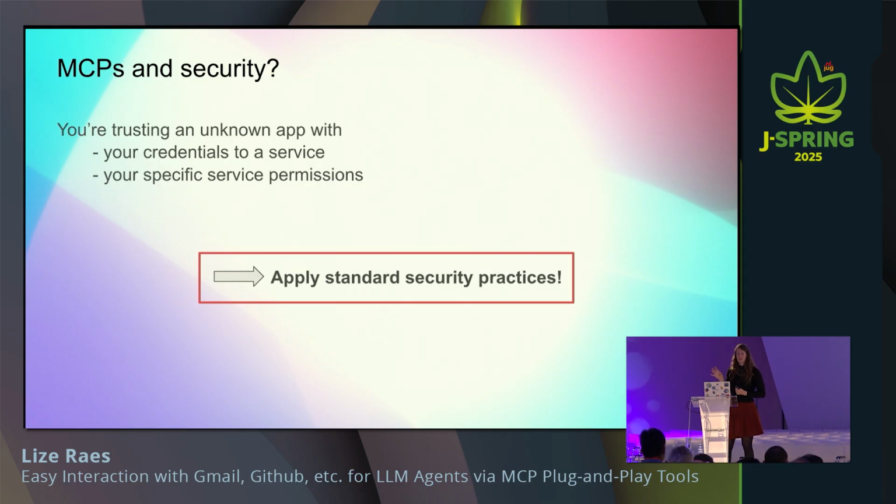So MCP servers are still an unknown app. If they are official by the service provider, I think you can trust them, depending on your standards. If they are from the community, then please check the code, right? They can do anything. I use Cursor to actually check the code of these MCP servers because all the code is out there. It's like a first line of defense, and then for the rest I do this.